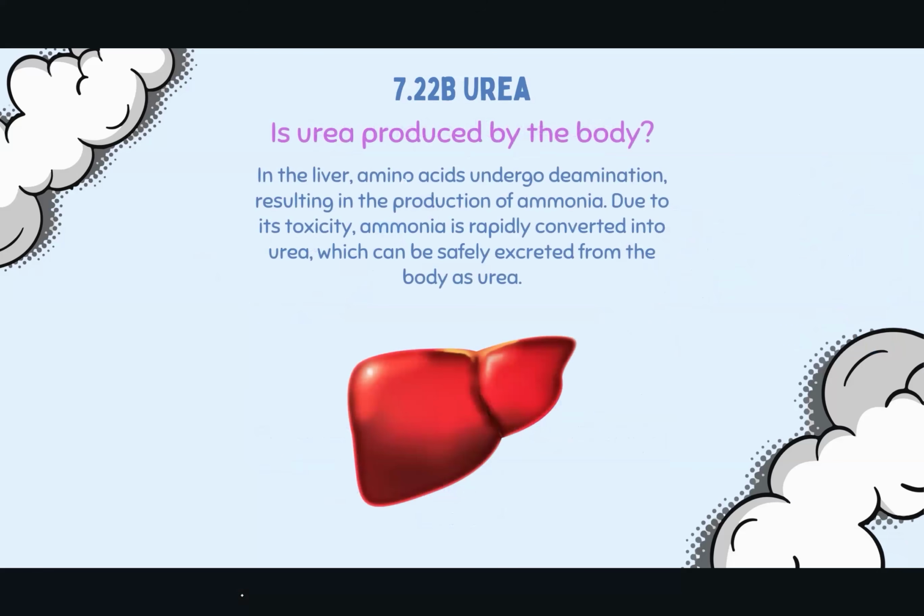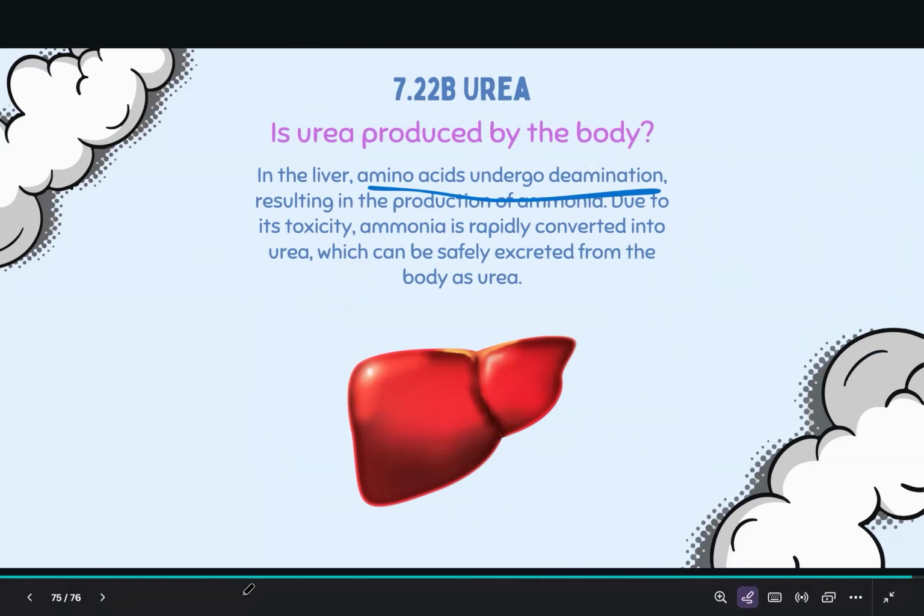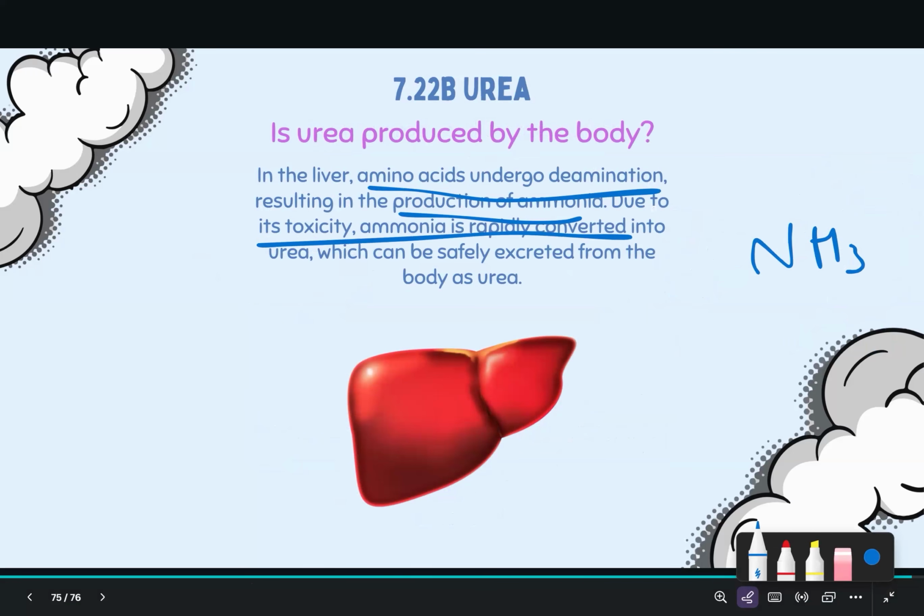So what our body does is the amino acids undergo deamination. The amino acids get converted into ammonia, NH3. Now ammonia is very toxic, so it's rapidly converted into urea, which can then be secreted from the body as part of urine, because lots of water is added to it. So exactly what I was just saying before.